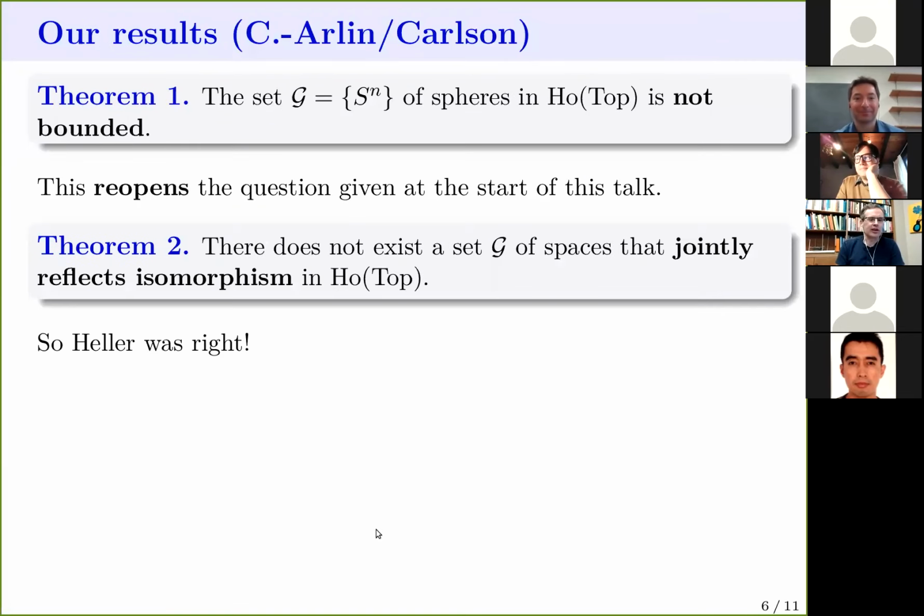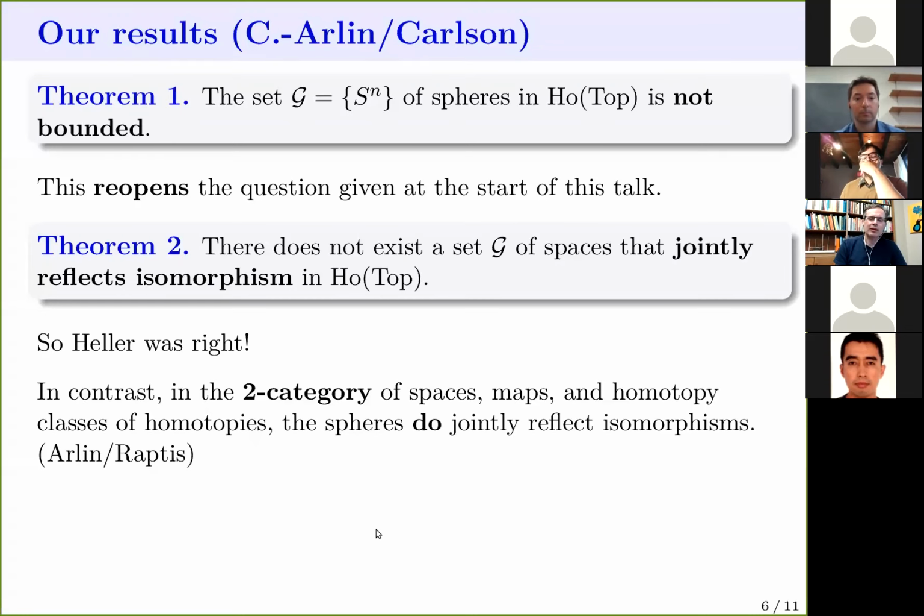Okay, but then our second result is that Heller was right. There does not exist a set of spaces that jointly reflects isomorphism in the homotopy category. Once you have that second result, it follows that the same problem happens in many other categories. For example, in the category of quasi-categories, the same thing is true of the homotopy category.